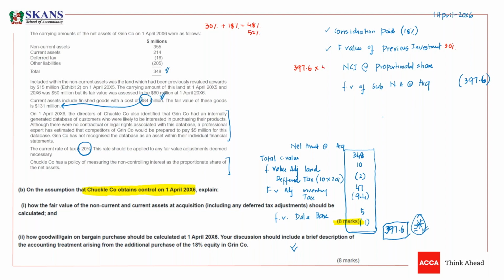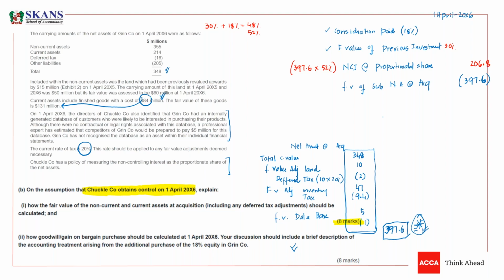So we need to apply a 52% NCI. That would be the proportionate value of NCI, and this amount would be 206.8. So this is the value.